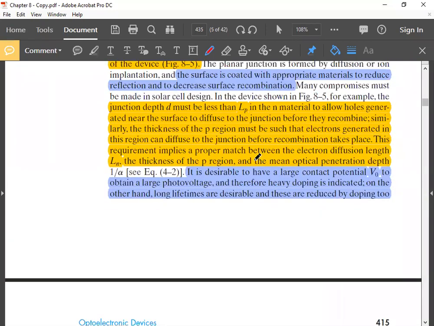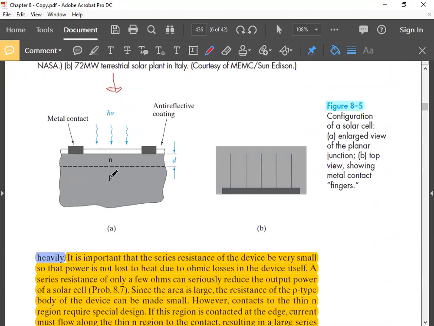Similarly, for the p region, the thickness must be such that electrons generated in this region can diffuse to the junction before recombination takes place. Electrons generated close to the junction can diffuse here and take part in the current. Electrons generated far from here may not diffuse and will not contribute to the current. So that is another consideration for p-type also. But for p-type, there is an additional consideration.